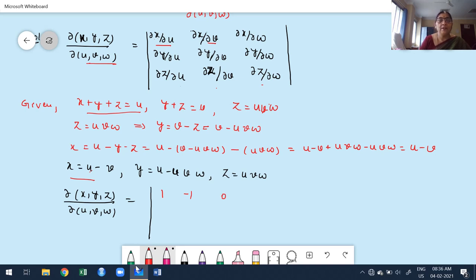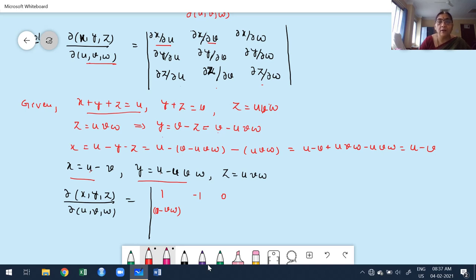Okay. Next, move to the y. Dou y by dou u, with respect to u, 1 minus. With respect to u, what are the constants? vw is constant, into the derivative of u with respect to u, which is 1. Okay. Next, go for dou y by dou v. With respect to u, this is 0. Why is it 0 here? Because with respect to u, v and w are constant. Therefore, with respect to u, 0 minus vw is constant, and the derivative of u with respect to u is 1.